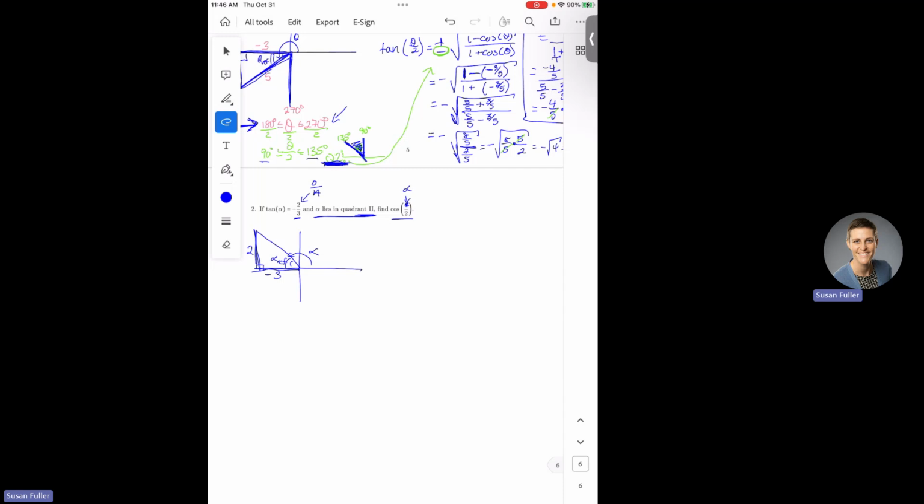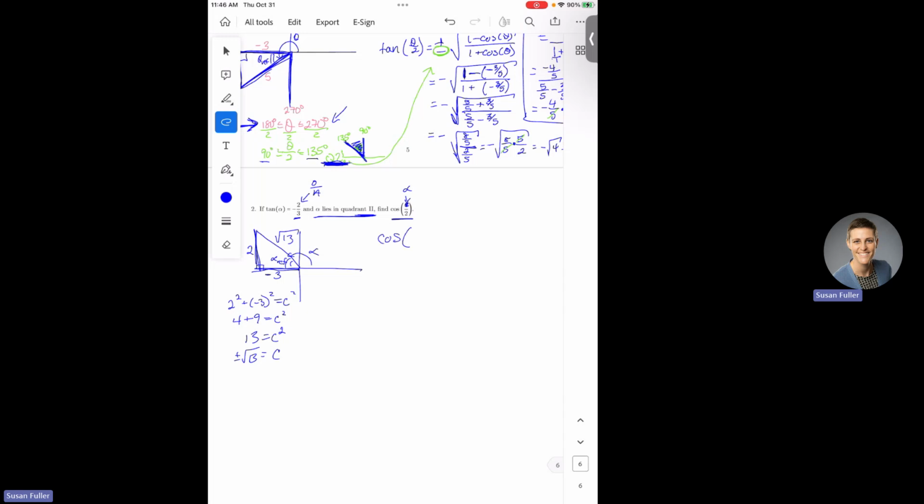You can do your Pythagorean theorem here. 2 squared plus negative 3 squared gives me my c squared. 4 plus 9 is going to be c squared, which means c is plus or minus the square root of 13. Because this is a hypotenuse, it's going to be a positive square root of 13. And so now I have my triangle.